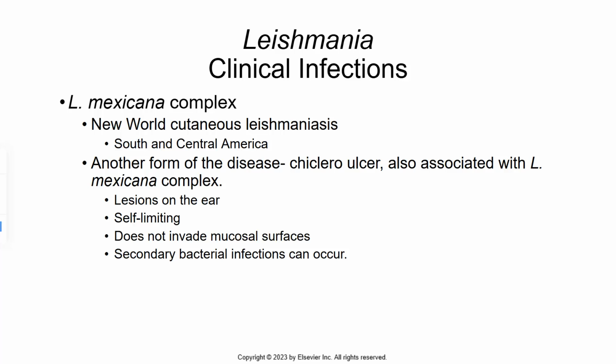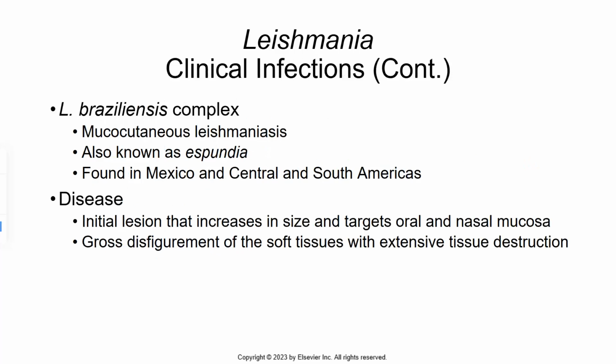The Mexicana complex causes New World cutaneous leishmaniasis in South and Central America. Another form of the disease, Chiclero ulcer, is also associated with this complex, with lesions on the ear. They are self-limiting and do not invade mucosal surfaces, but secondary bacterial infections can occur. Brasiliensis causes mucocutaneous leishmaniasis, also known as espundia, found in Mexico and Central and South America. An initial lesion increases in size and targets oral and nasal mucosa, with gross disfigurement of the soft tissues and extensive tissue destruction.